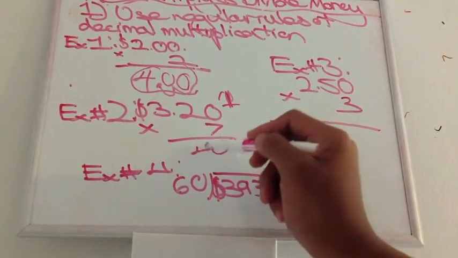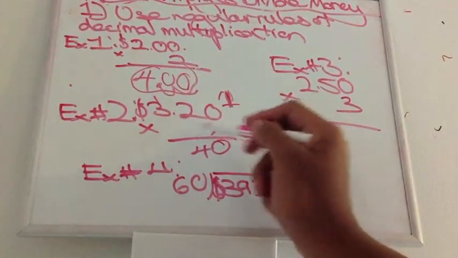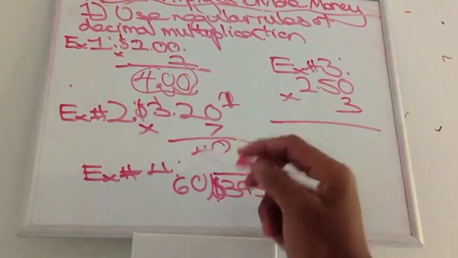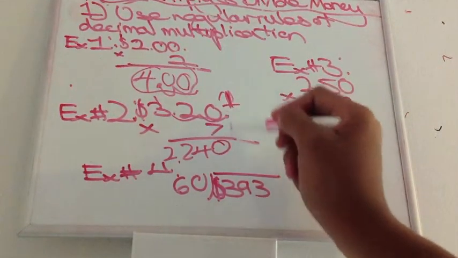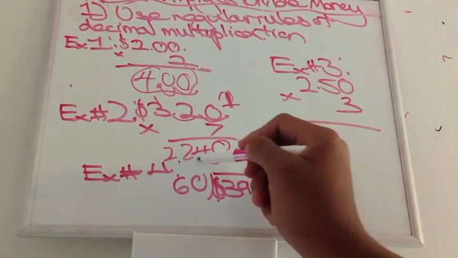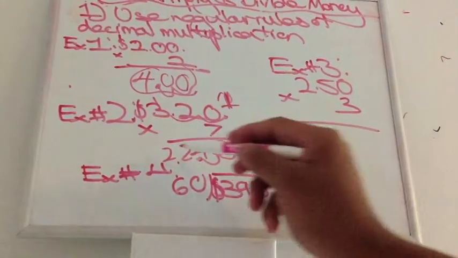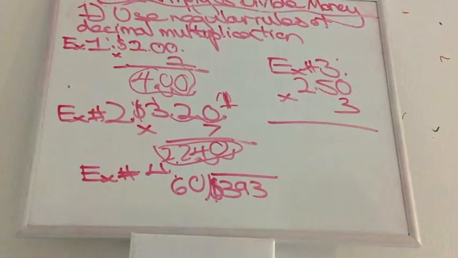7 times 2 is 14. Now 7 times 3 is 21. Plus that 1 would be a 22. And since you move this over 2 times to get to the end, you move the decimal over 2 times in this to get $22.40. Let's look at example 3.